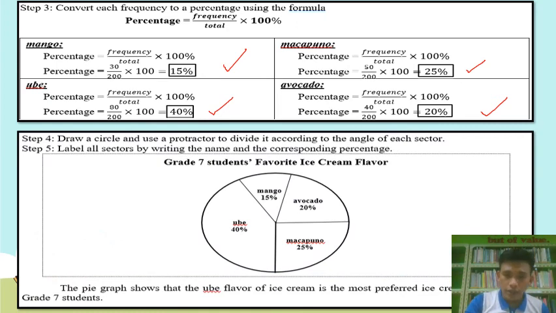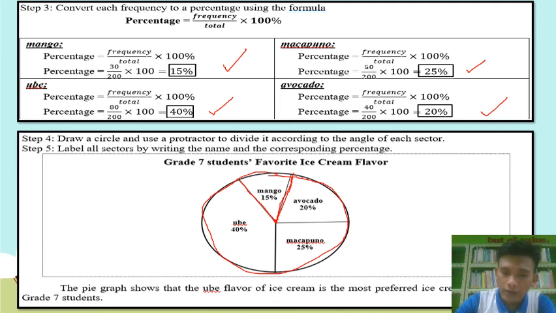Then, step 4, draw a circle. First, you draw a circle. I know my circle is not totally a circle. Assume that it's a circle. Step 5, label all sectors by writing the name. Before we label, we need to plot first. So, starting from the center, mango. Using the degrees of the mango and using the protractor, like this.